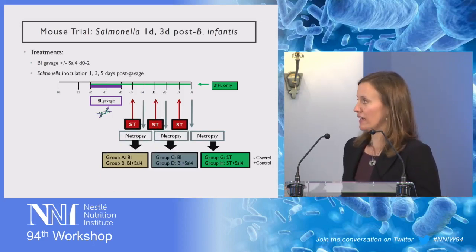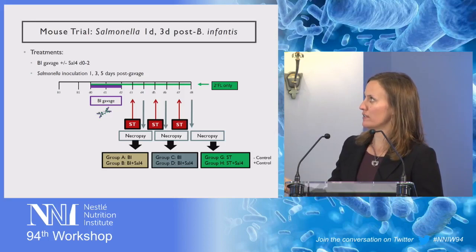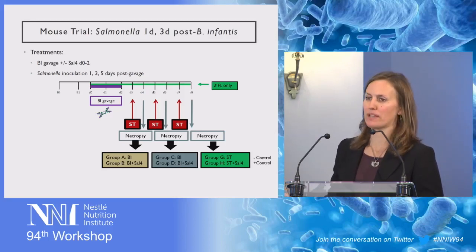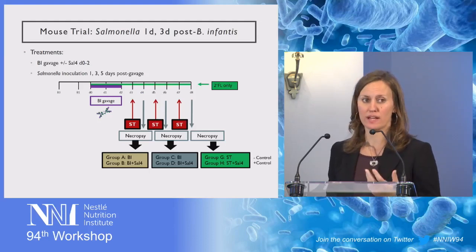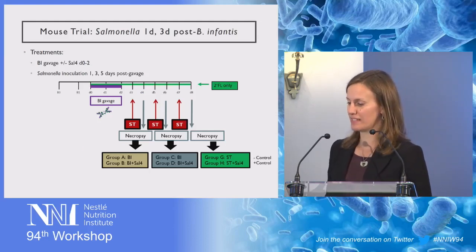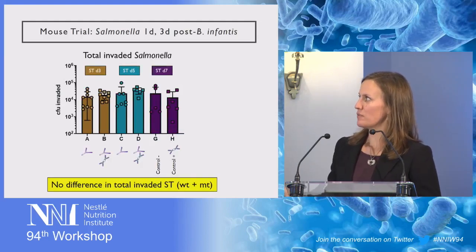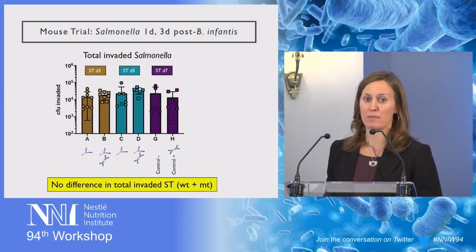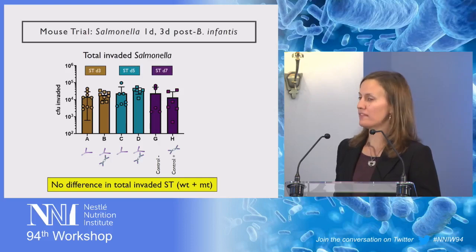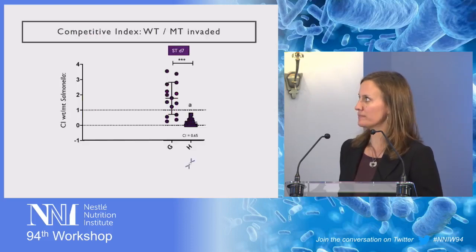infantis gavage. And again, we had different groups here, provided either water for these control groups here, or when B. infantis was provided, we gave these guys 2-fucosyllactose to improve persistence of B. infantis. And what we found, first, just looking at total invaded Salmonella with both the wild type and the mutant, no difference. No difference in any of these groups with total Salmonella invaded into the Peyer's patch. But again, looking at competitive index was more our question.